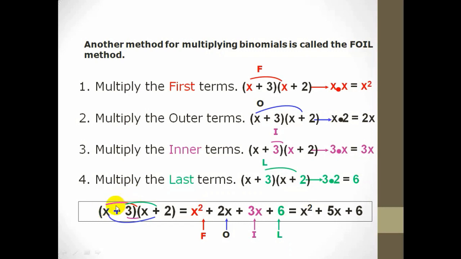First of all, multiply the first terms of these two binomials, then multiply the outer terms, x and 2. Then multiply the inner terms, 3 and x. And at the end, multiply the last terms. First term multiplication, outer term multiplication, inner term multiplication, and last term multiplication. So the result of this multiplication is x square plus 5x plus 6.